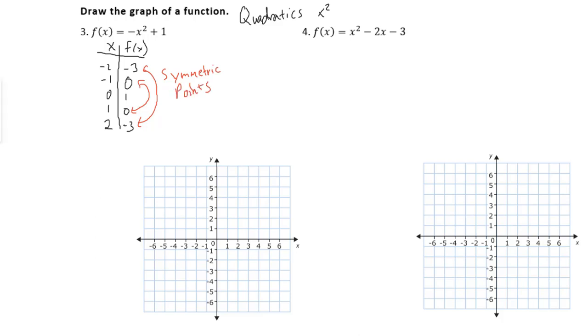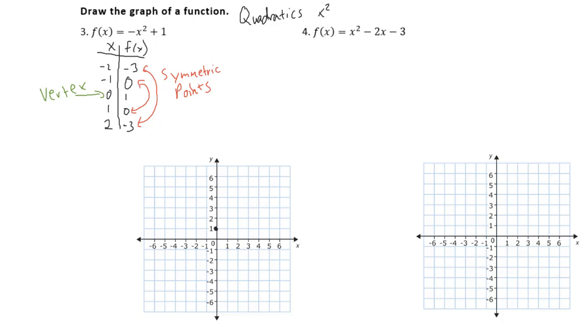And with symmetric points, the point in the middle, you'll always see this is the vertex. It's always surrounded by symmetric points. So that is a point that you always need to find when you are graphing. And you always got to graph that vertex first. So 0, 1, it needs to be graphed first.